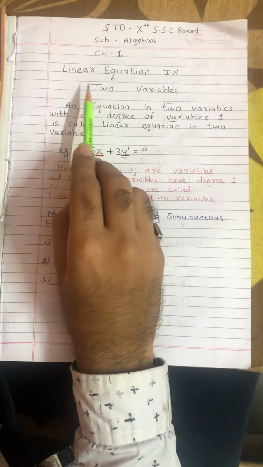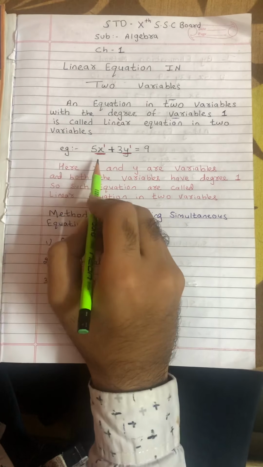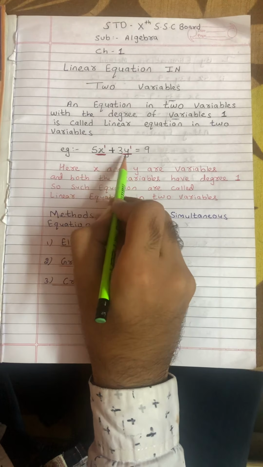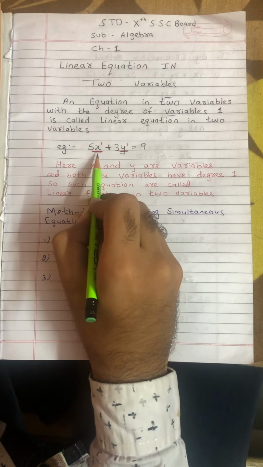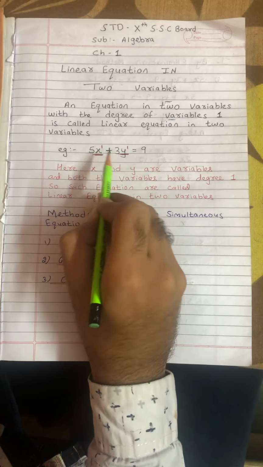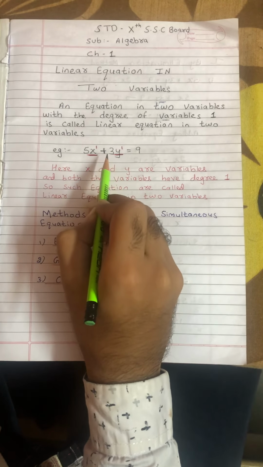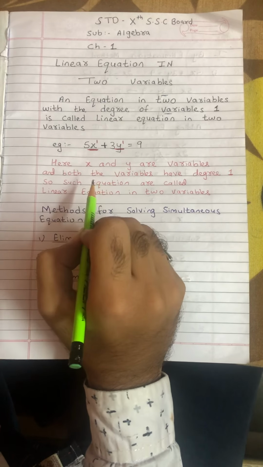First of all, we will understand what we mean by variables. What are the variables? The variables in the equations are x, y. As we are studying two variables, we will always consider the two variables as x and y, a, b, m, n. Whatever the alphabets are, we can use them as a variable.